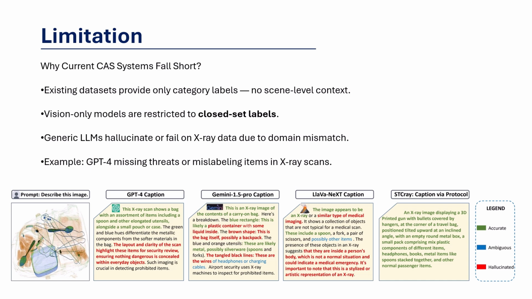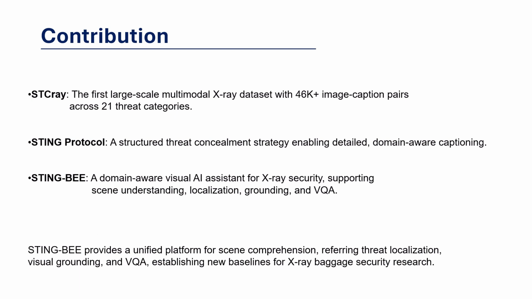Here, this is an example of an X-ray image containing a 3D printed gun. But when this imagery is given to GPT-4, it claims that there is nothing dangerous in this image. And so does Gemini 1.5, and LLaVA-NeXT also gives incorrect captions. Furthermore, the existing datasets also do not include real-world threats like IEDs, 3D guns, etc.